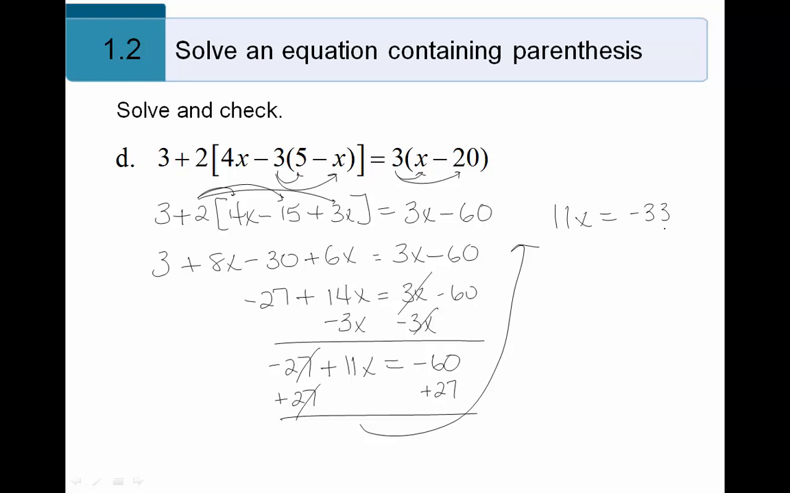Steps 2 and 3 are complete. We have the variable on one side, the number on the other. Fourth and final step is to remove the coefficient. So we'll divide both sides by positive 11, and we end up with x equals negative 3.